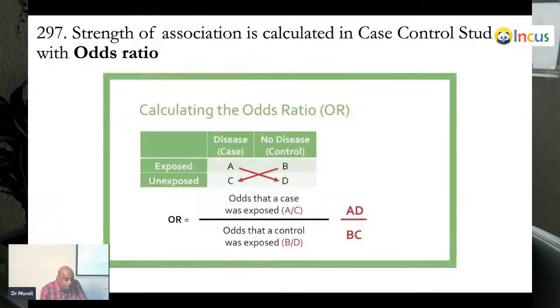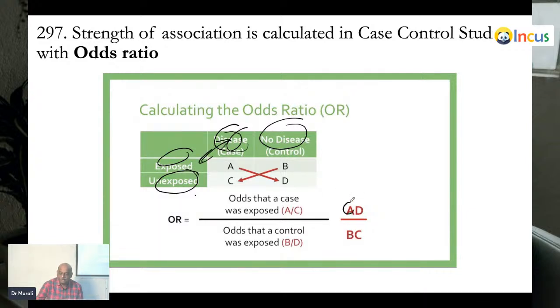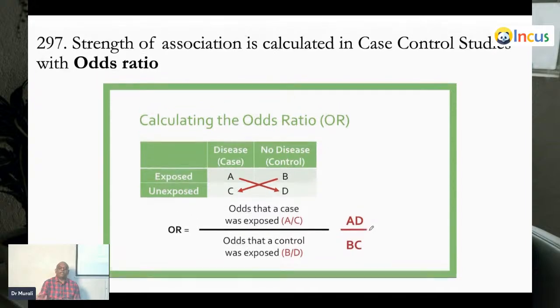Now, how do you calculate strength of association in a case control study? We do the odds ratio. So you have disease exposed, disease unexposed, no disease exposed, no disease unexposed. What is A? A is disease exposed. Then no disease, unexposed is D. A into D by B into C will give you the odds ratio. That is how you calculate strength of association.